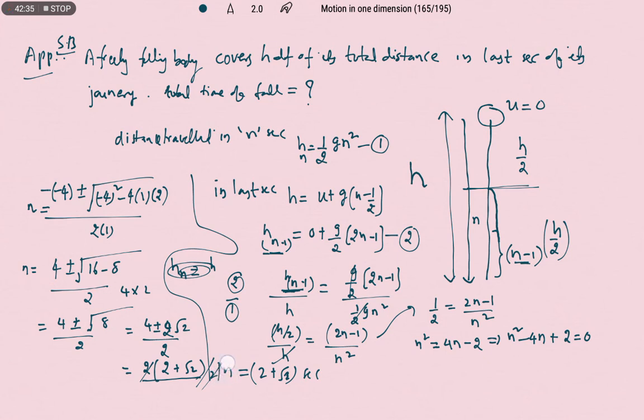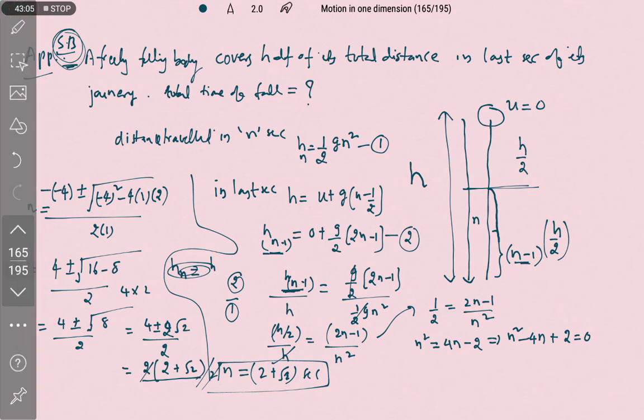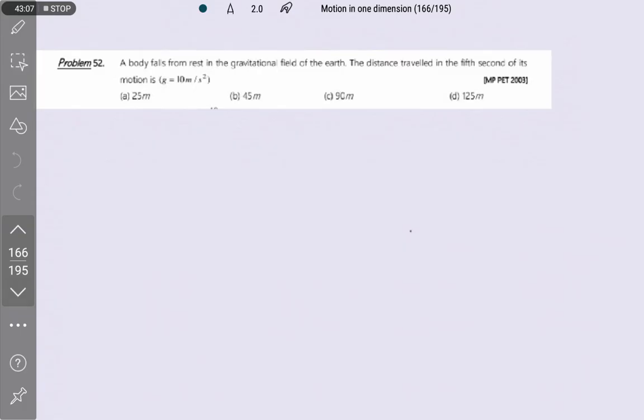So n, this is the total fall. So this is a standard problem, it will be asked like this only. If the object covers half of its total height in the last second, then what will be the total time of fall? So total time of fall will always be 2 plus root 2 under this condition. So these are the applications and scenarios related to an object under free fall.